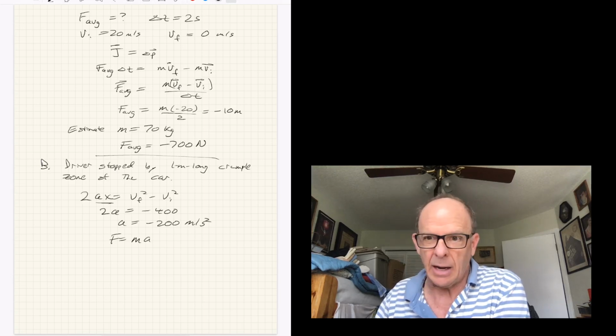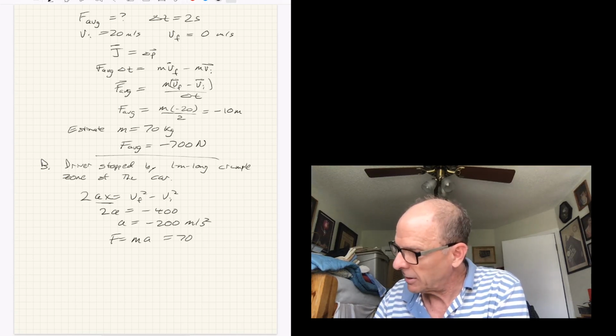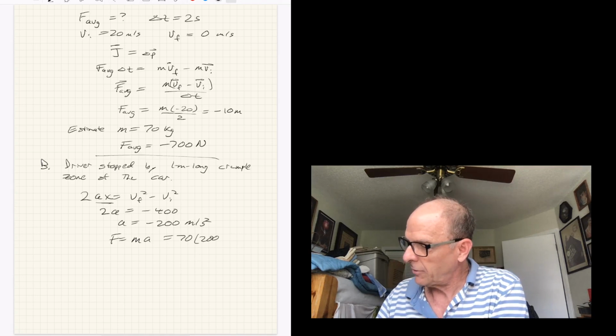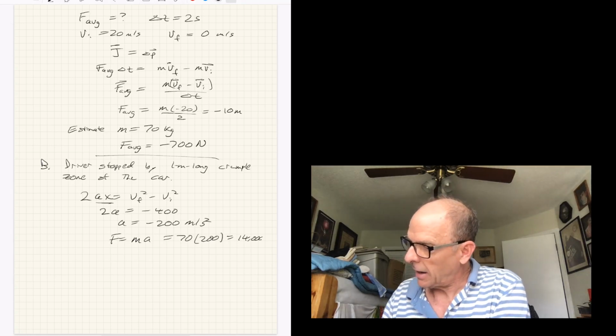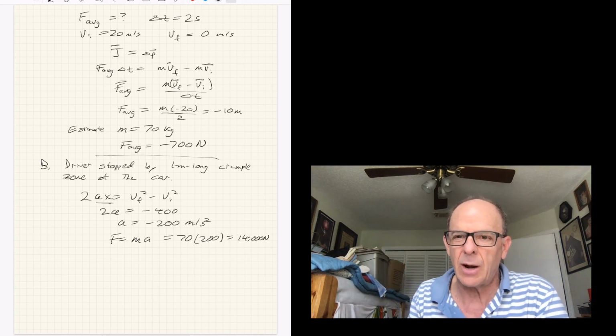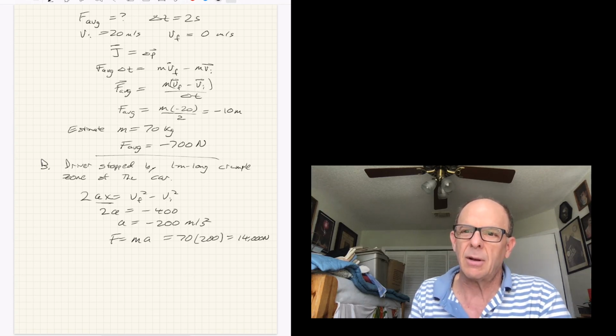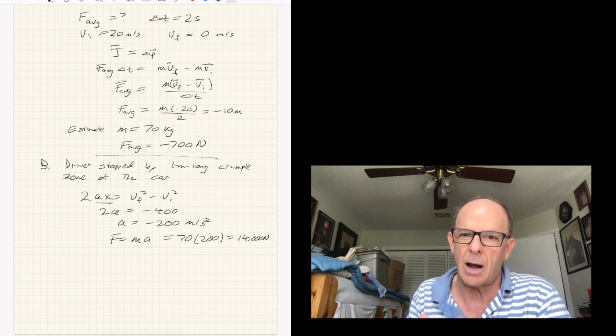F equals ma. I'm just going to go straight to Newton's second law, and that's 70 kilograms, my estimate, times 200, which is 14,000 newtons. But the key thing is that 200 meters per second squared, that's 20 Gs instead of 1 G of deceleration. And that's just because it took 20 times less distance to stop.